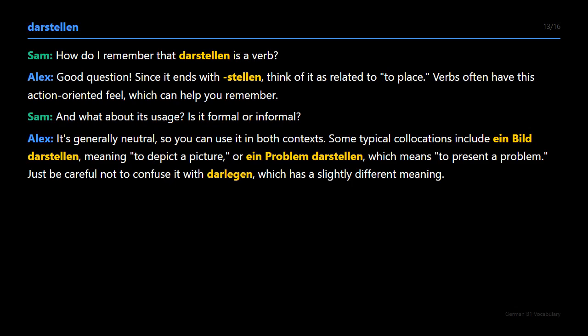And what about its usage? Is it formal or informal? It's generally neutral, so you can use it in both contexts. Some typical collocations include Ein Bild darstellen, meaning to depict a picture, or Ein Problem darstellen, which means to present a problem. Just be careful not to confuse it with darlegen, which has a slightly different meaning.